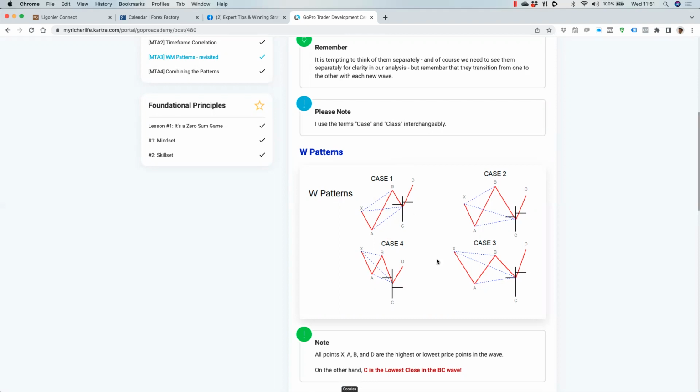But what we haven't even started looking at yet is, let's say, we get a class 3 pattern, which turns into a class 3 M pattern, turns into a class 4 W pattern. What do we do with that? And that's just on a single time frame. What about when we start looking at these patterns across multiple time frames? And that's what I want to do in the next session.